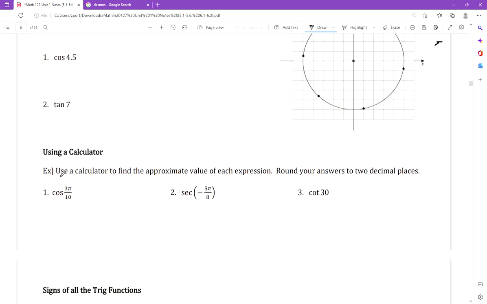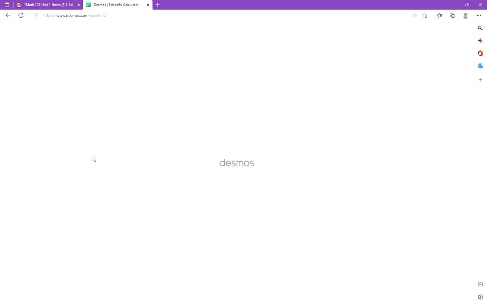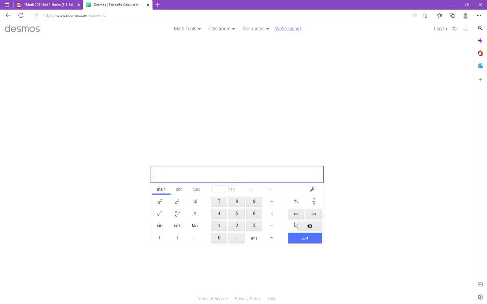On this, I just went into Google and I did a search on Desmos. I think Desmos is one of the nicer technologies that you can use. However, if you have a TI 83 or 84 or any handheld calculator, the buttons are going to be there. So let me click on scientific. Your calculator will also look something like this.